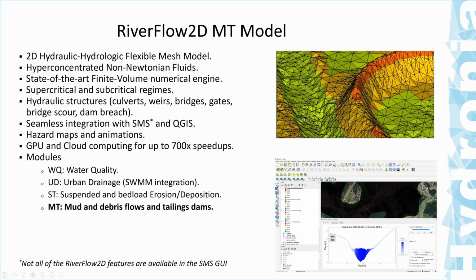The equations and the solution method can provide all the performance that you want for supercritical and subcritical regimes. You can include hydraulic structures such as culvert weirs, bridges, gates, bridge scours, and dam bridges. It is integrated with 2 graphical user interfaces.